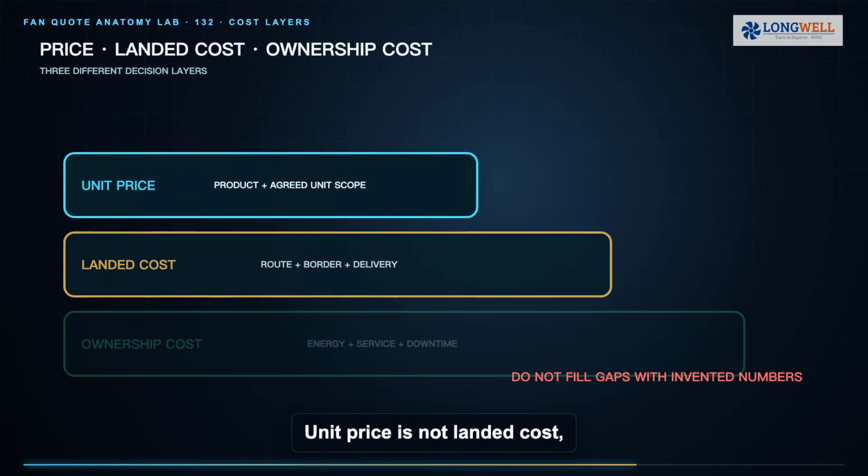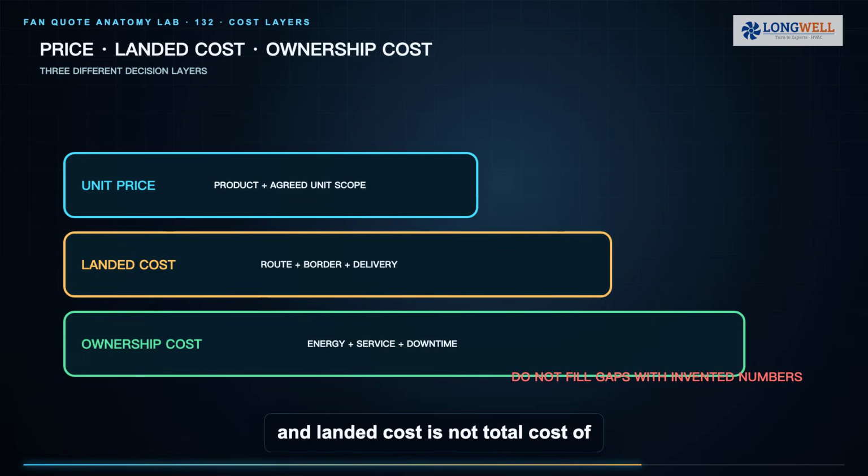Unit price is not landed cost, and landed cost is not total cost of ownership. Landed cost can add origin handling, freight, insurance, destination charges, duty, tax, and inland delivery according to the contract. Ownership cost can also include installation, controls integration, energy use, maintenance access, spares, downtime risk, documentation, and service support. Do not add invented numbers. Build the stack with your actual route, tariff treatment, operating profile, and service requirements.